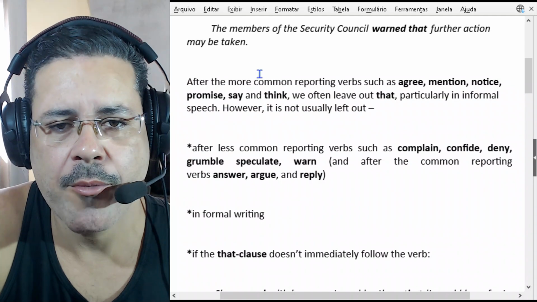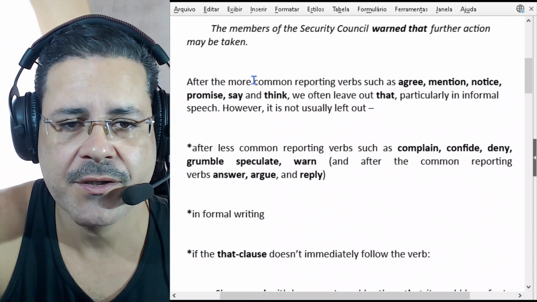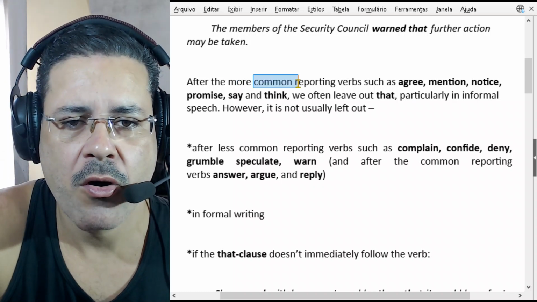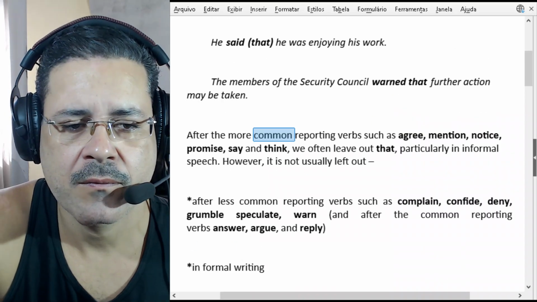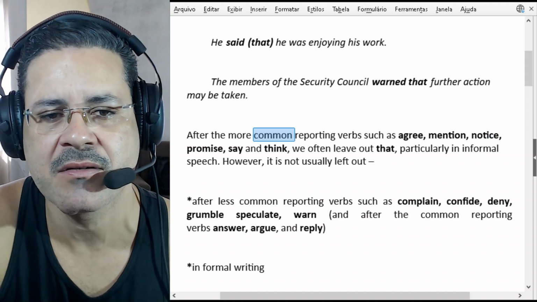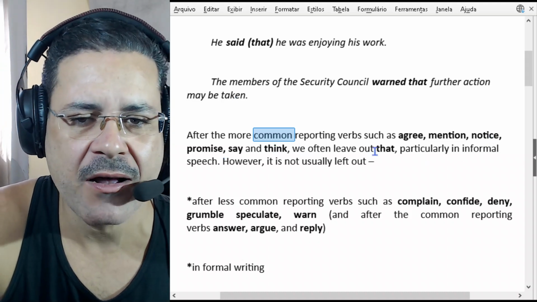After the more common reporting verbs, such as agree, mention, notice, promise, say, and think, we often leave out that.